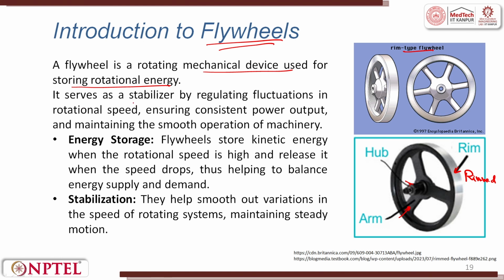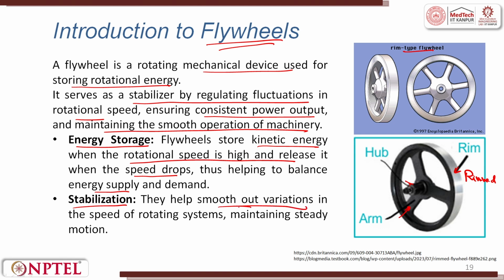This serves as a stabilizer by regulating fluctuations in the rotational speed, ensuring consistent power output and maintaining the smooth operation of machinery. So, the first function of a flywheel is energy storage. Along with it, it stabilizes the motion. Energy storage: flywheels store kinetic energy when the rotational speed is high and release it when the rotation speed drops, thus helping to balance energy supply and demand. Stabilization: they help smooth out variations in rotation.